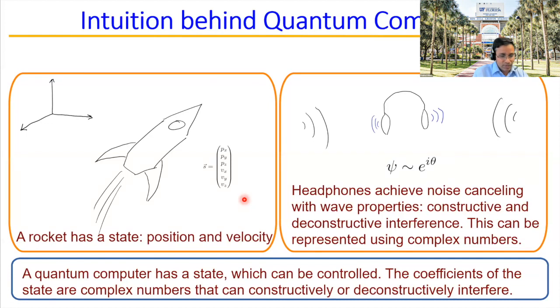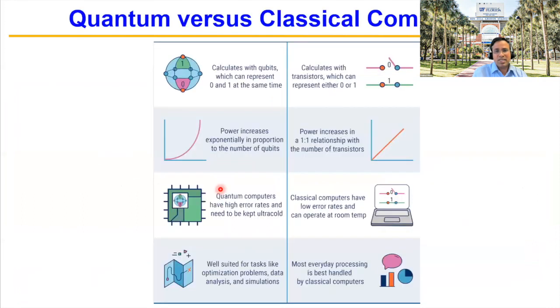If you think, well, it's still not clear how it's different from classical, here is how it's different from classical. In classical systems, we have transistors. You can view them as switches, on and off, or 0, 1. We call them bits. In quantum, you have qubits, which can represent both 0 and 1 at the same time.